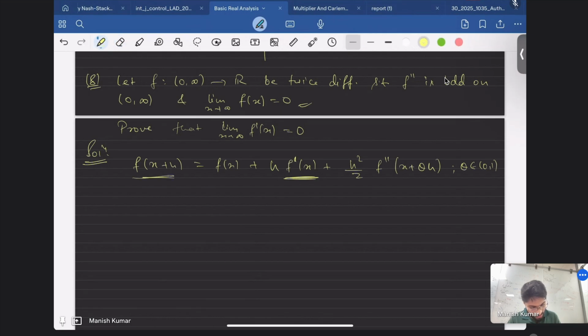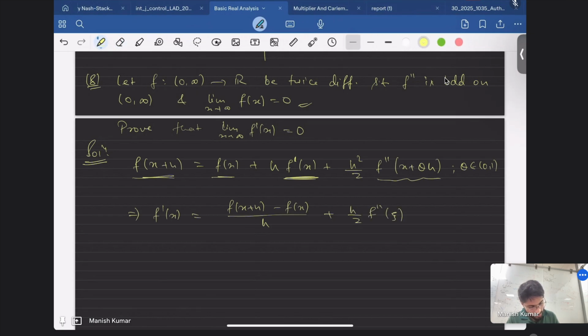I also know that this is bounded. So my goal would be to write f prime in terms of these things, and then we can think about whether it can be solved or not. So here I can write this f prime of x as (f of x plus h minus f of x) by h, and then plus h by 2 f double prime, let me write zeta. Okay, this is what I get.